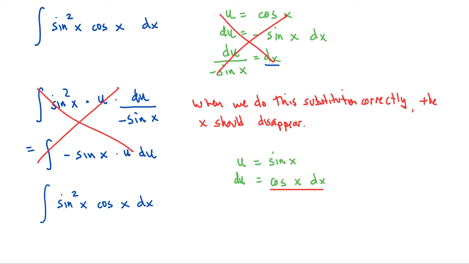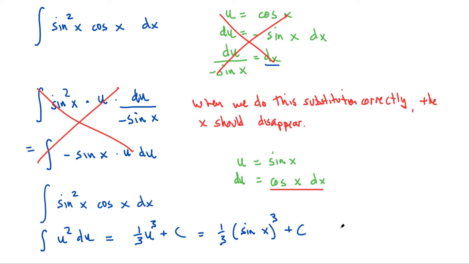So we can now make our substitution. This becomes the integral of u squared du, and that's a nice clean antiderivative. That becomes 1/3 u cubed plus c. And so now we can substitute back in for u and get that that's the same as 1/3 sine of x quantity cubed plus c. So that's just an example of what might go wrong there.